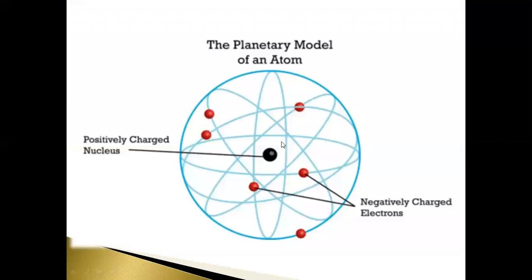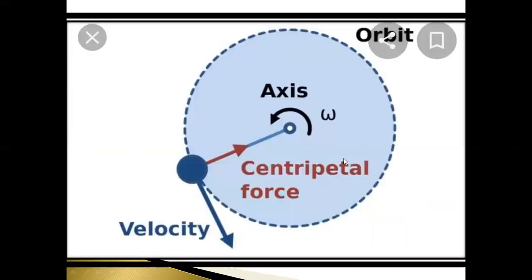The planetary model of an atom presented by Rutherford, he said that a positively charged nucleus is present in the center, like the sun, and the planets or the electrons revolve around the nucleus. Centripetal force, I told you, balances this attraction of the electron and the central proton, and that's why it does not fall down into the nucleus.